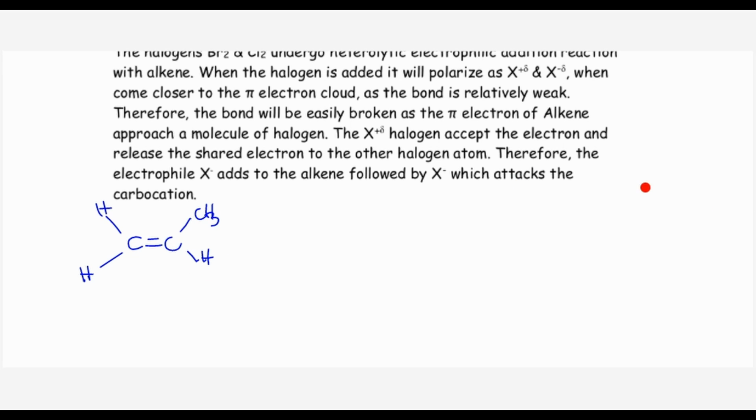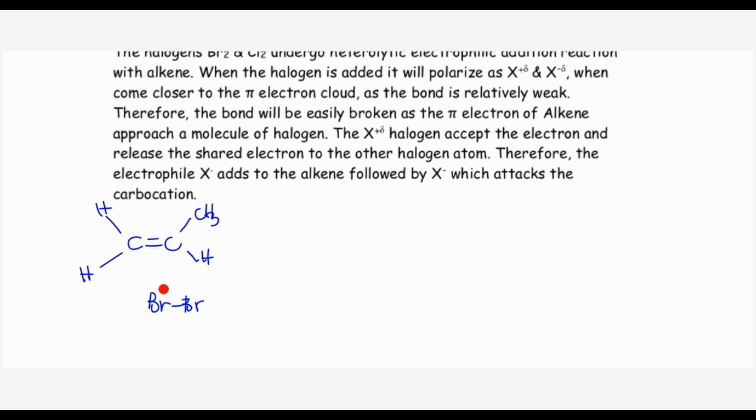Now, when it comes to halogens, we know halogens like chlorine or bromine are non-polar molecules. So when the bromine molecule comes close to this alkene, we know bromine is non-polar. What happens is that this bromine molecule will get a temporary fluctuating dipole. That means two poles, a positive pole and a negative pole, but it's temporary. Fluctuating, meaning changing, a dipole. We discussed temporary fluctuating dipoles under the intermolecular forces.